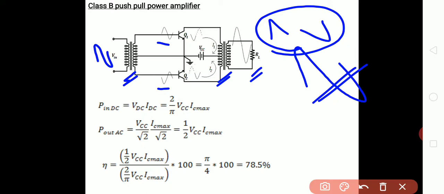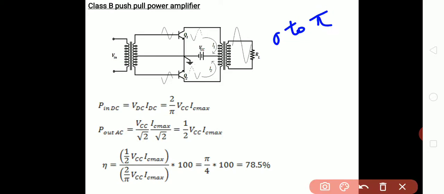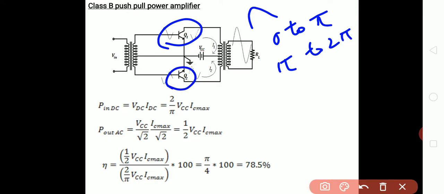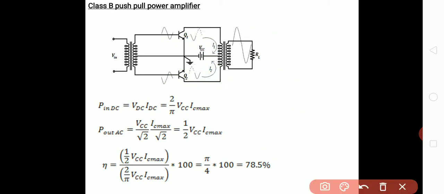Now coming to the current flowing through the power supply. If you observe the power supply during 0 to pi, this transistor responds because it is the positive cycle. And during pi to 2 pi, this transistor responds because it is the negative cycle. So there exists a current through VCC from 0 to pi, and even from pi to 2 pi there exists a current through VCC. Hence, VCC drives current for the complete cycle of the input. This point we need to remember.